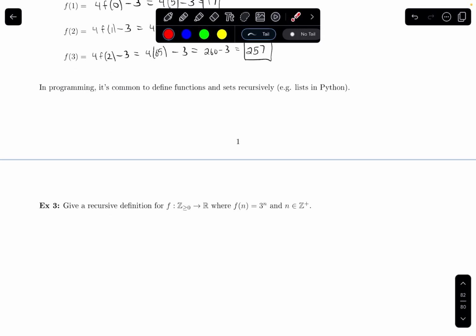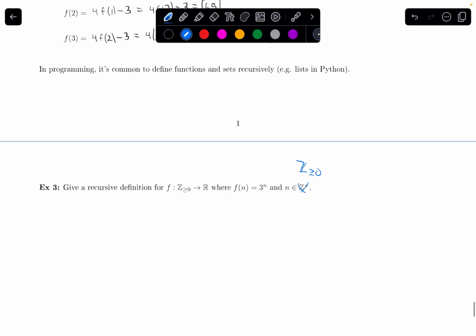Let's do another example. So, what if I have an explicit formula for a function, like f of n equals 3 to the n, where f is a function from the non-negative integers to the reals. And in this formula, the values that we're plugging in, there's a typo here. This should say not positive integers. This should say integers that are greater than or equal to 0. Okay, so I want to instead express this as a recursive formula.